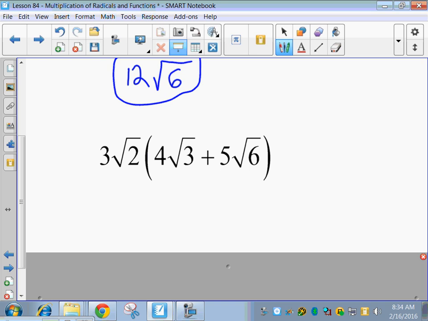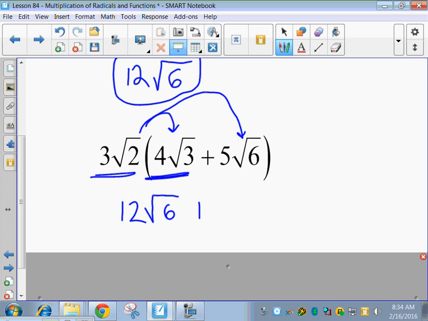So we're just going to distribute, right? So I'm going to multiply this to this with a plus sign in the middle, and then this to this. So start with our first times our first. When we multiply those together, Caleb, what numbers multiply together first? Good, the outside numbers, which gives me 12. And Jordan, which numbers multiply together next? Good, and we get root 6 plus.